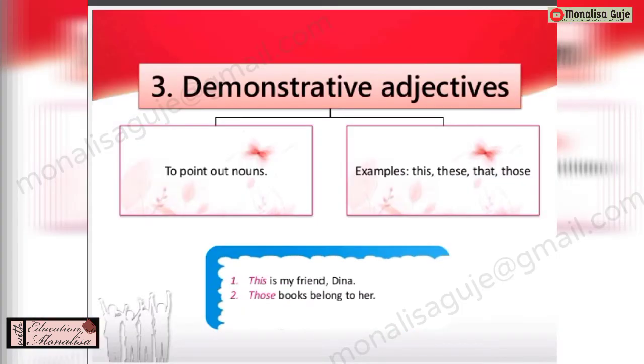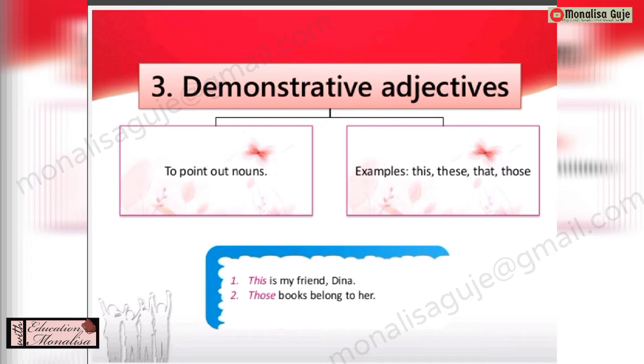That is demonstrative adjectives. Now demonstrative adjectives are also very interesting and easy to understand. It points out the nouns. This is my friend Dina. Those books belong to her. So this, those, these all are demonstrative adjectives. It will point out at something. That is my bottle. So that becomes a demonstrative adjective.